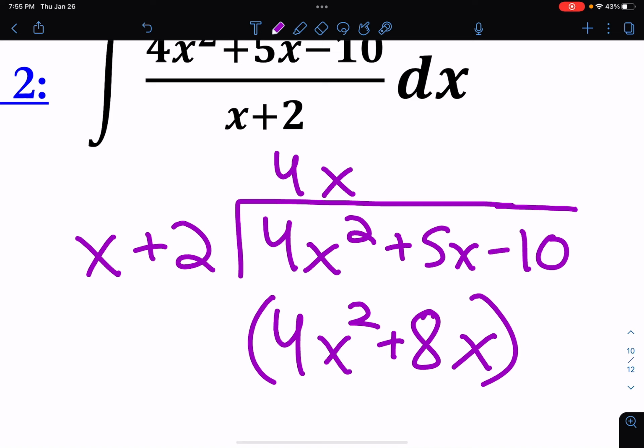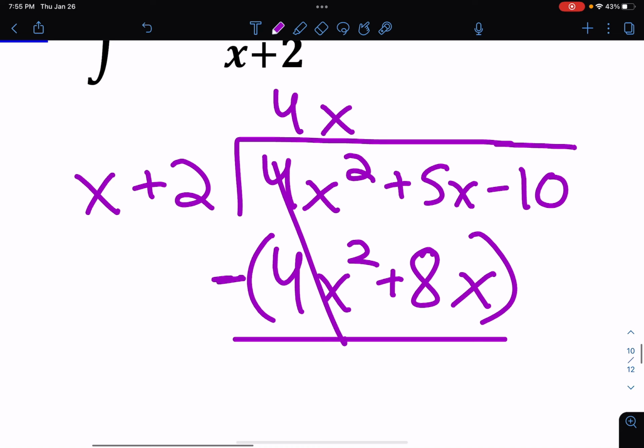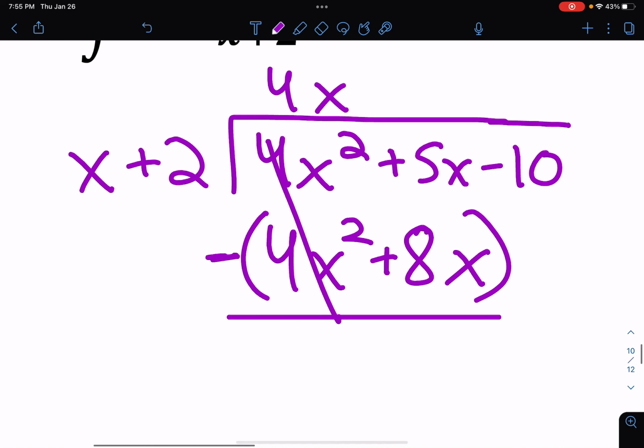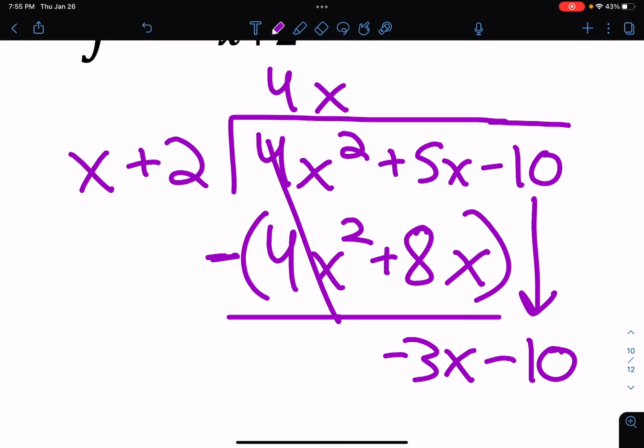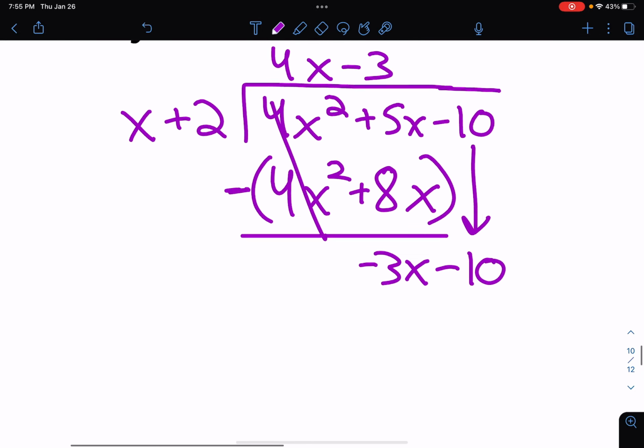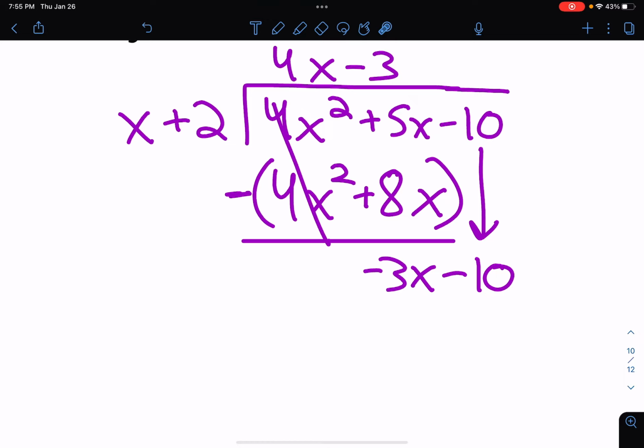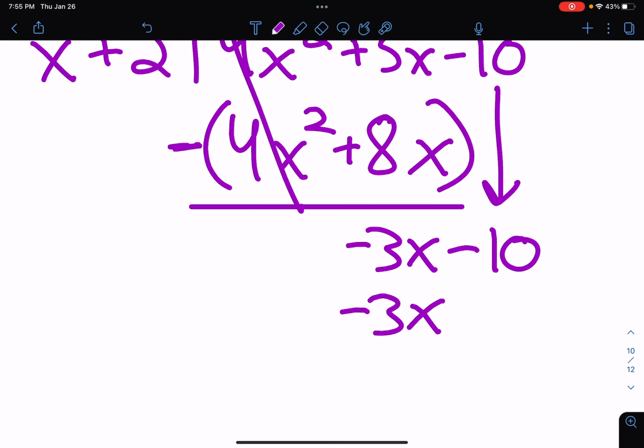But again, I always set it up. We are subtracting when we do long division. So 4x squareds cancel. And now what is 5x minus positive 8x? That is negative 3x. And I'll bring the negative 10 down. Okay. And now, same question, x times what gives me negative 3x? That's going to be negative 3. And so, oops, sorry, let me keep that up there. I'm going to distribute negative 3 into x plus 2. And so that's going to give me negative 3x minus 6.